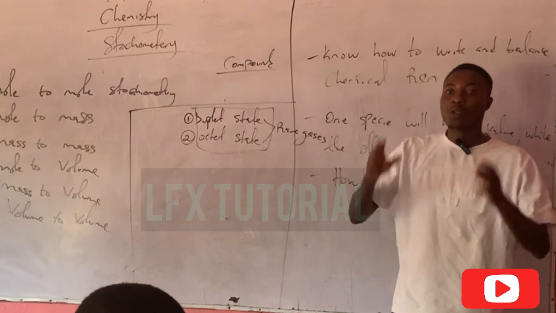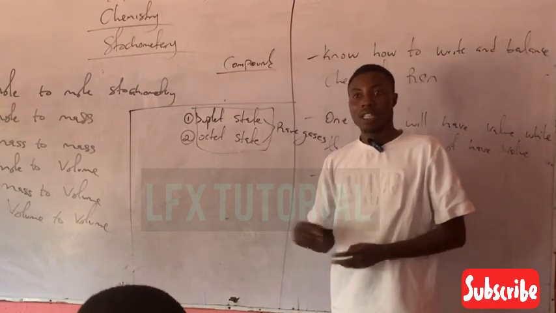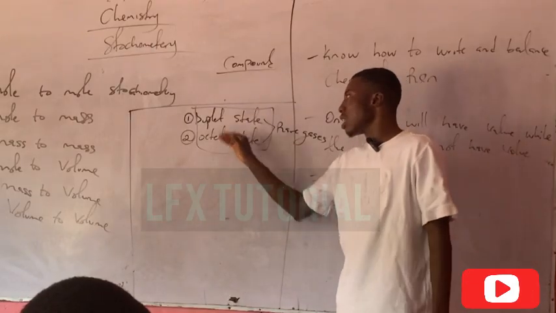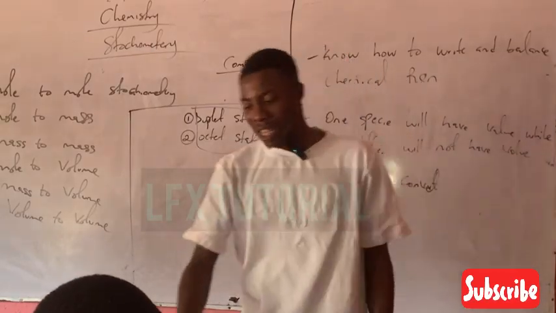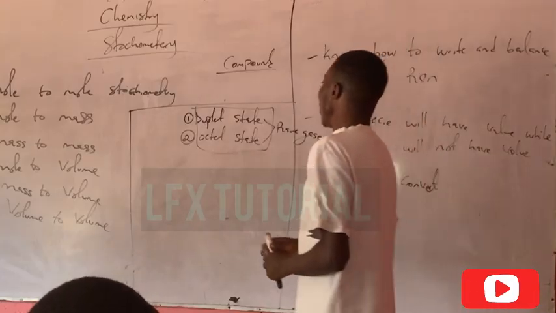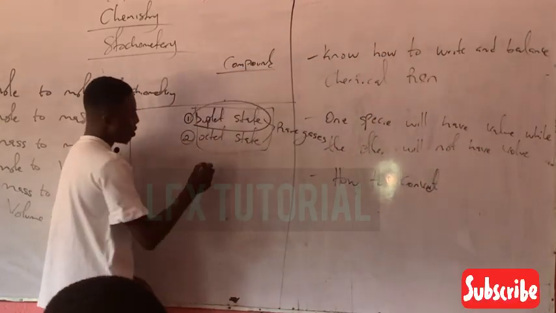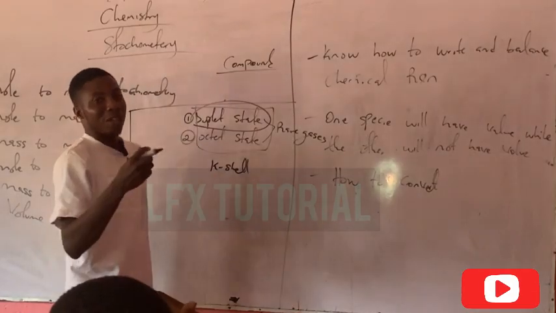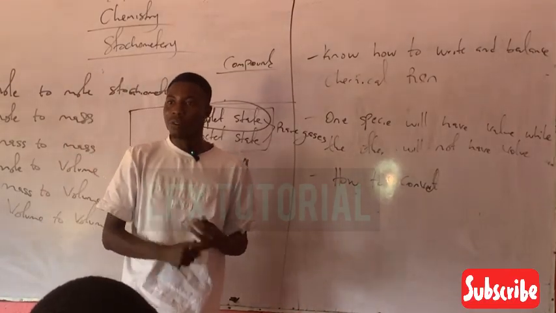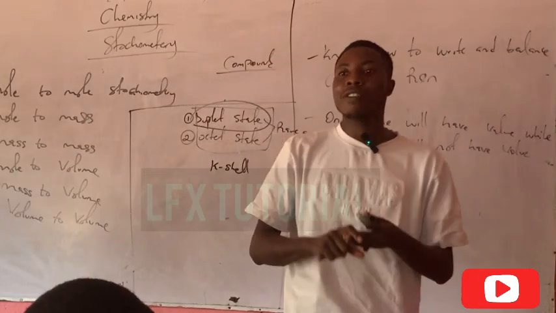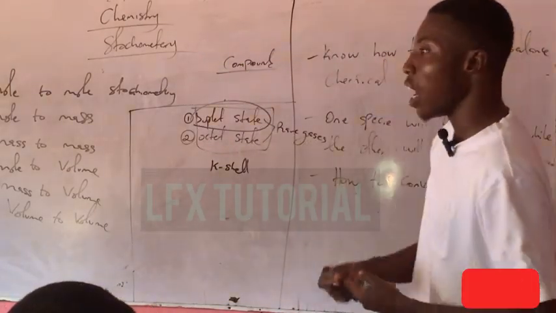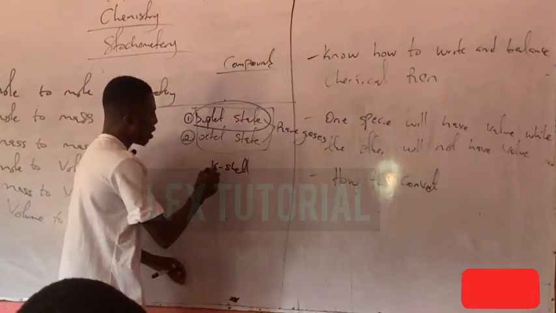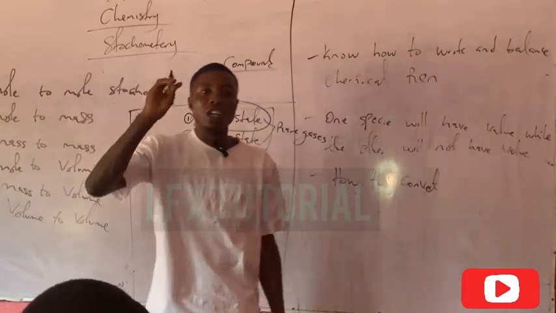Do you understand now? So every element is trying to be either in duplex states or in octet states. Now, how did this thing come in place? Every element that is going to be in duplex states is going to have what we call K shell. You know, you have many types of shell, right? We have K shell, L shell, M shell, N shell, O shell, P shell. The first shell we know is K shell.